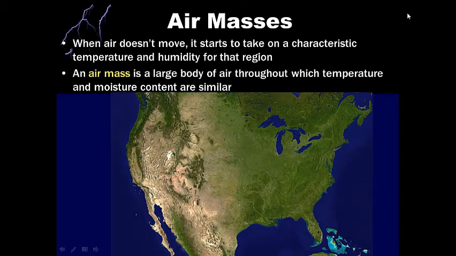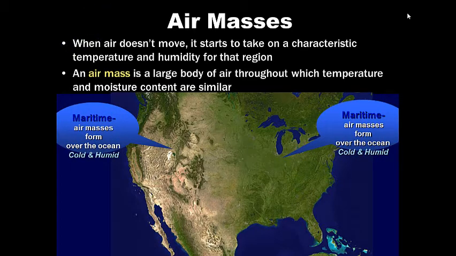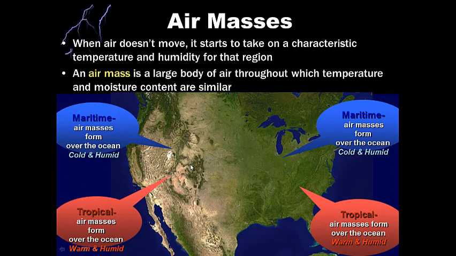Okay. Air masses. When air doesn't move, it starts to take on a characteristic temperature and humidity for that region. An air mass is a large body of air through which temperature, is it hot or cold, and moisture, is it wet or dry, the moisture content are similar. So air over the ocean is what we call maritime. It's cold and humid. Maritime air masses form over the ocean. They're cold and humid. Tropical air masses form over the ocean, but they're from the tropical regions, and they're warm and humid.